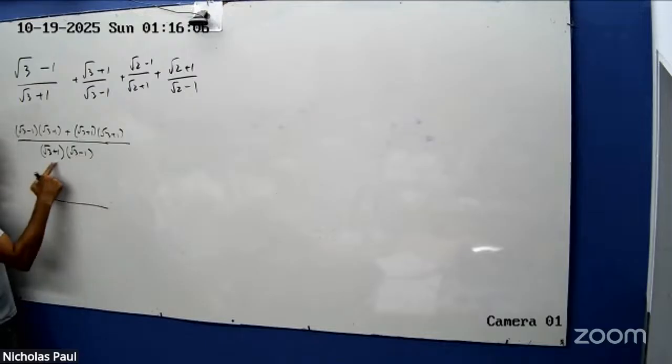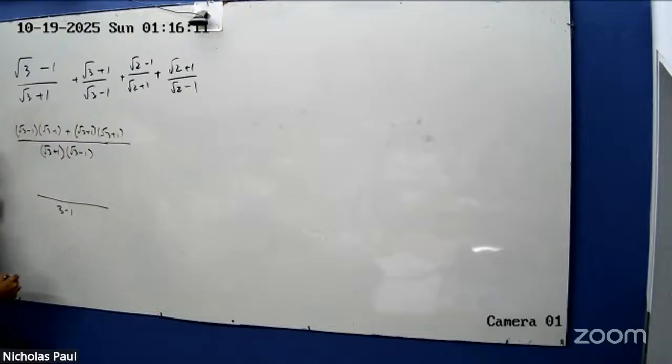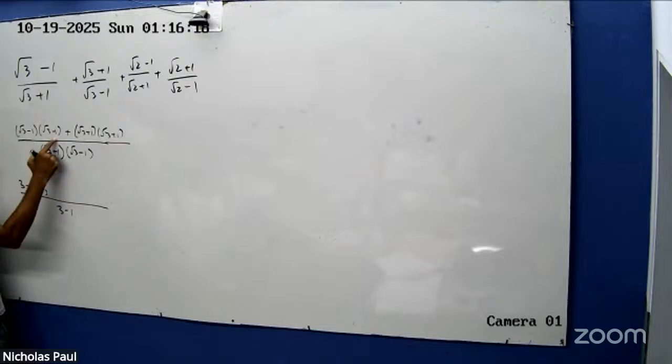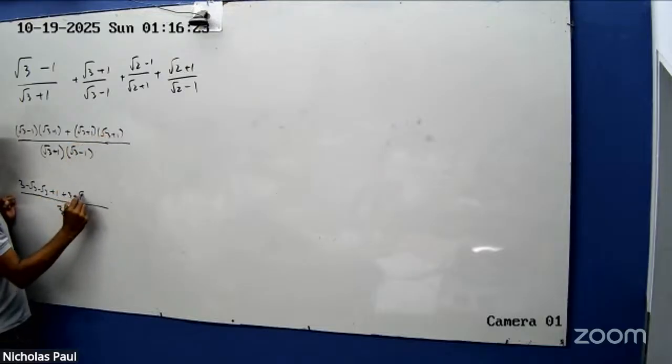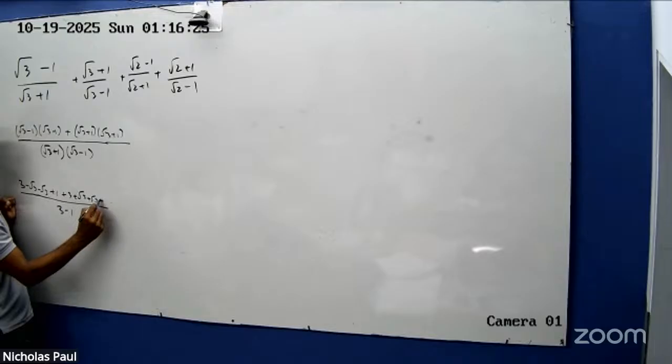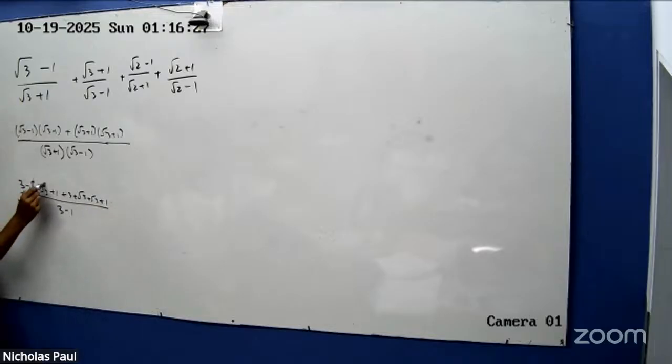When you work out underneath here, this is a difference of 2 squares. So you'll get 3 minus 1. Numerator here: root 3 by root 3, that's 3, minus root 3, minus root 3, plus 1. Do the same thing here: you'll get 3 plus root 3 plus root 3 plus 1. You'll recognize this will cancel, and you will get 4 and 4, 8. You'll get 8 over 2, so you'll get 4. That's the first one. Next one down here.